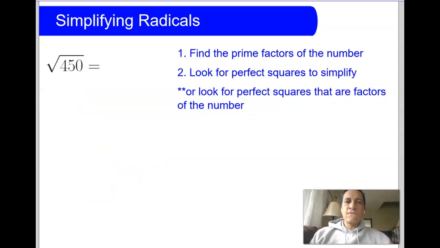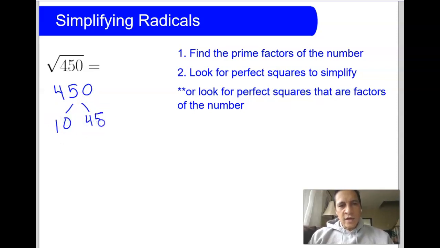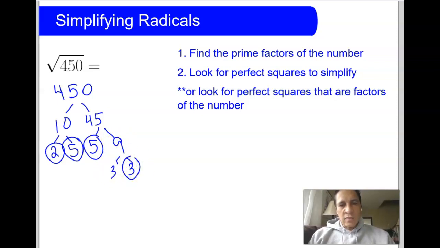Let's see another example. The square root of 450. I want to simplify this radical. Well, 450, I know I could break this down into prime factors. I could do 10 times 45. 10 I could break down into 2, which is prime, and 5, which is prime. 45, I could break this down into 5, which is prime, and 9, that's composite. So 9 I'm going to break down to 3 and 3.